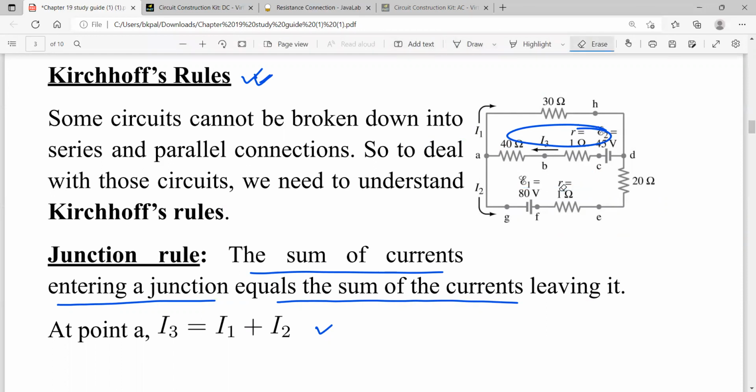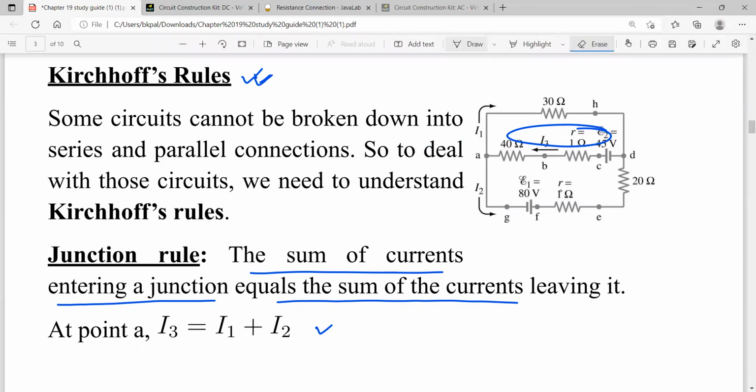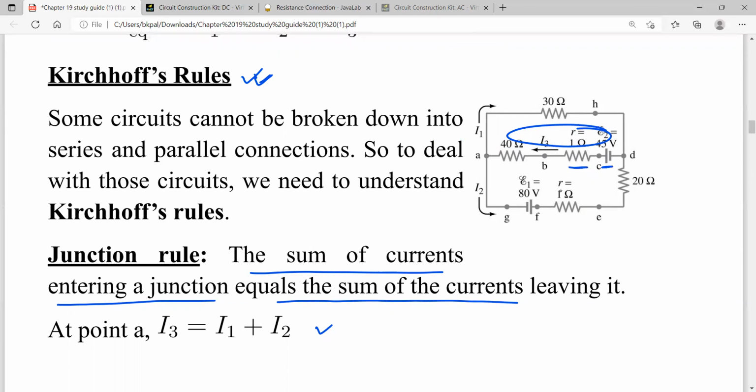Now in this loop, the voltage drop components are these. This is a battery, that means there is a change in potential. There is also a resistance, and resistance means there should be some potential drop. Another resistance, there should be a potential drop. And also here there should be a potential drop.